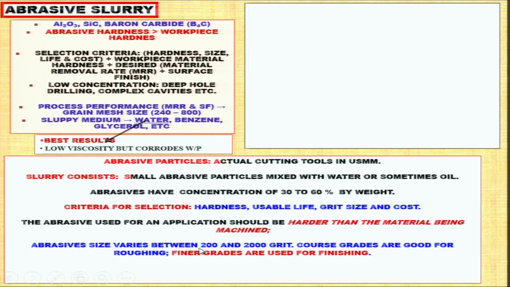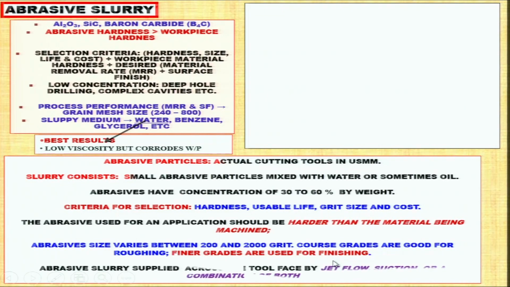Abrasive size varies between 200 to 2000 grit size. Coarse grades are good for roughing and finer grades are used for finishing. Abrasive slurry is supplied across the tool face by jet flow, suction or a combination of both, depending upon your requirements.